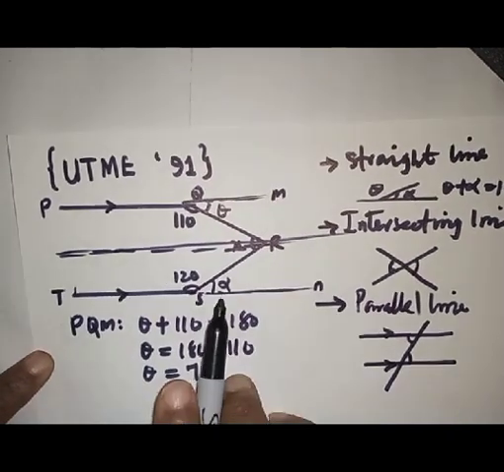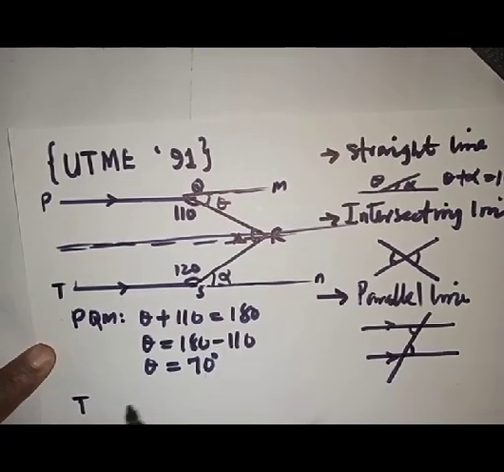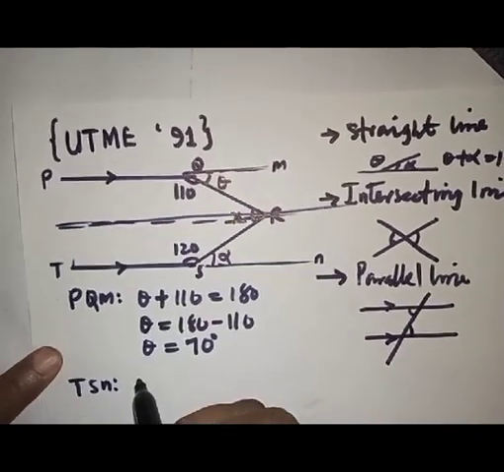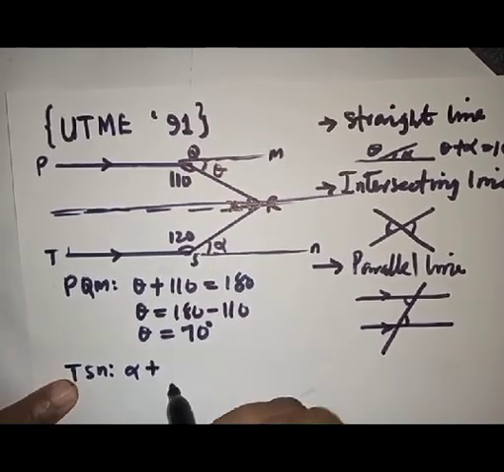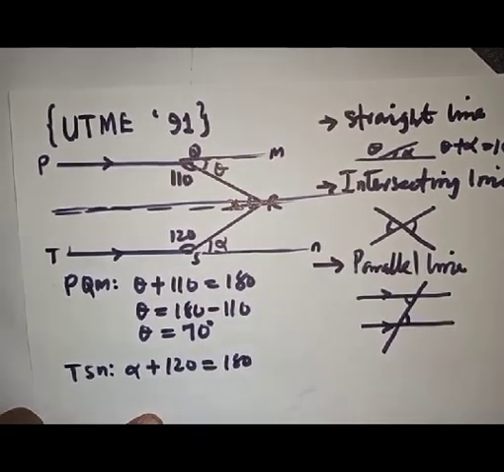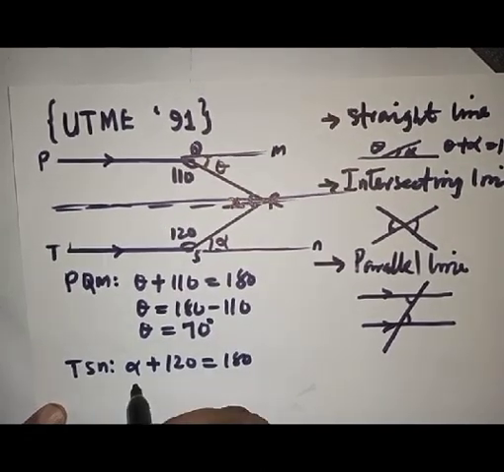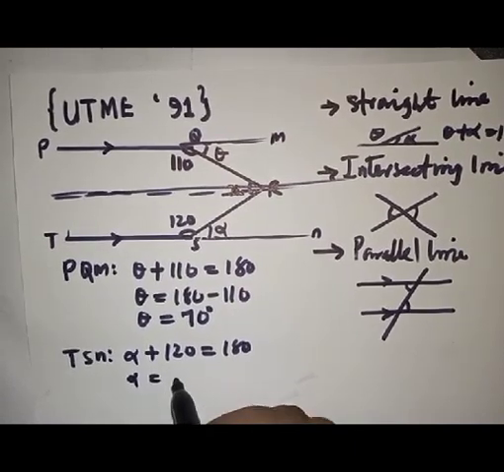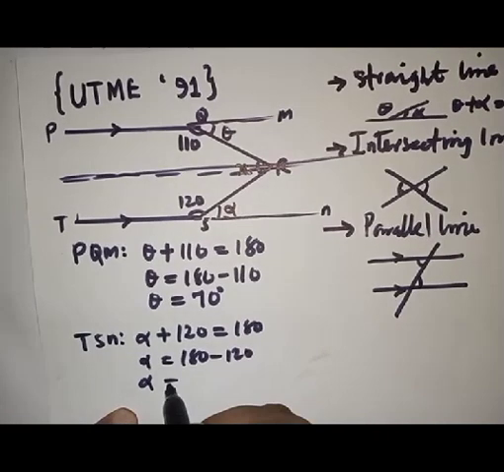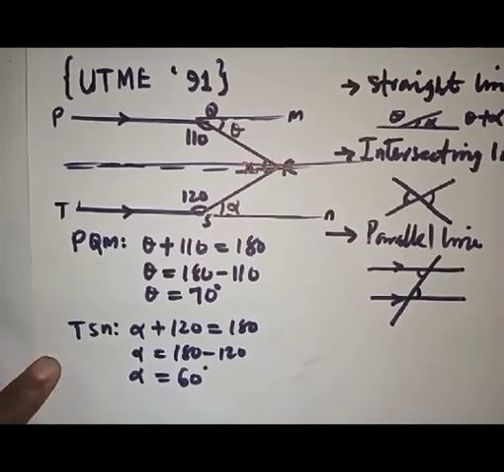Now, how do I get the value of alpha? The same rule applies. Angle on a straight line for TXN should be alpha plus 120, and it's equal to 180. Reason: sum of angles on a straight line is equal to 180 degrees. So my angle alpha will be 180 minus 120, and my value for alpha will be 60 degrees. So I've gotten alpha and theta respectively.